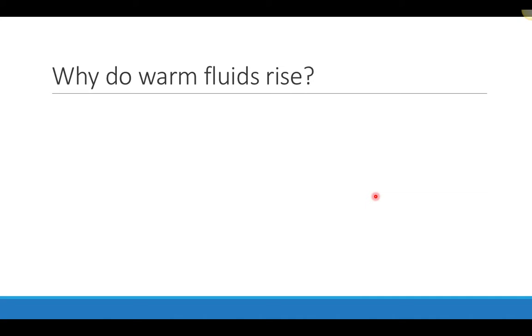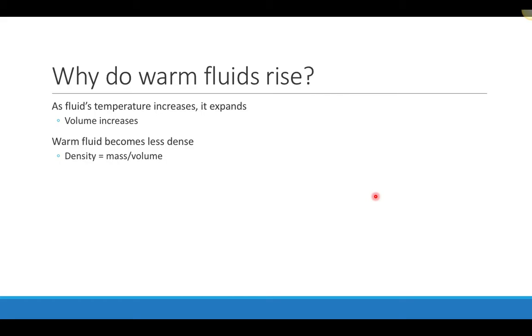So why is it that warm fluids rise in convection? As the fluid's temperature increases, it expands. So the fluid at the bottom of that container that was heated up expands, and as it expands, its volume increases. As the volume increases, the density decreases. Density is mass per unit volume. So warm fluid becomes less dense because its volume has increased while the mass has stayed the same. So warmer fluids are less dense than cooler fluids.